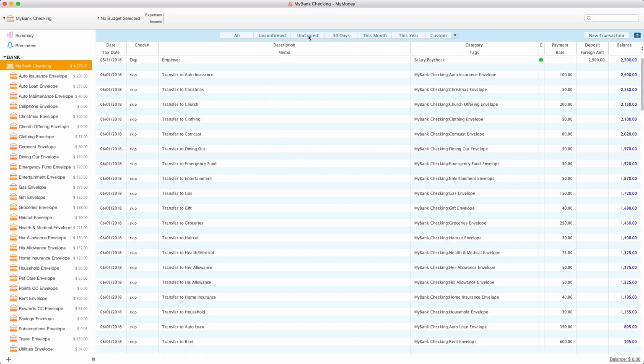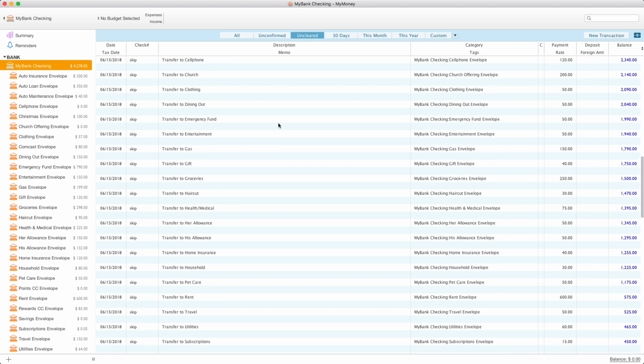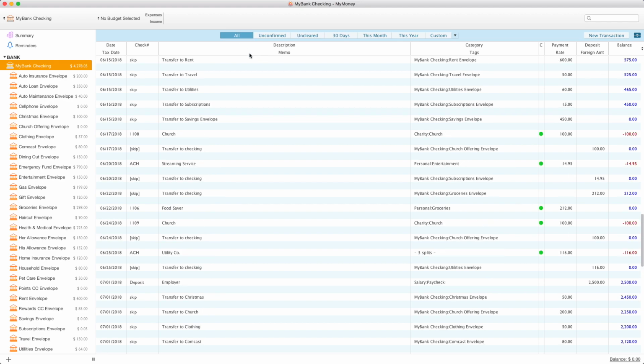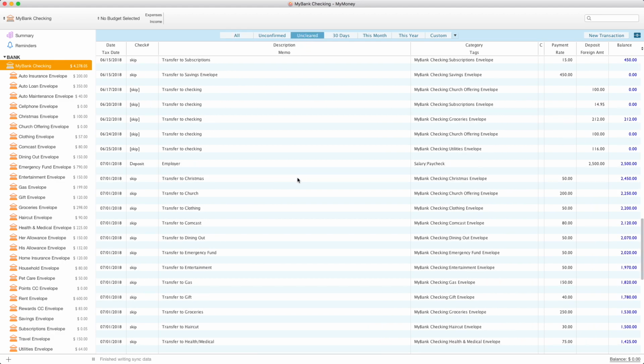So now here we can say we only want to see the uncleared, and it pulls those. As you saw, they had the little green dot over here showing that it's cleared. If you do that uncleared, then it pulls those out of there, and then you don't have to look at those. So that's how you reconcile your statement.